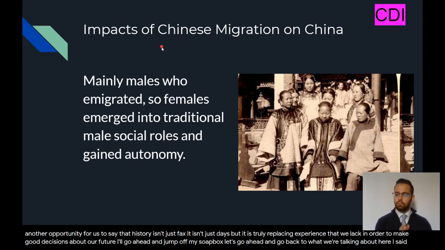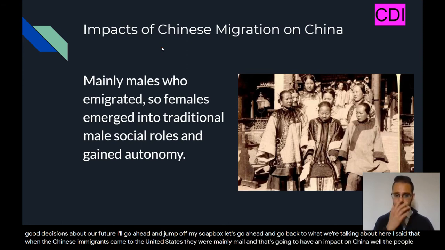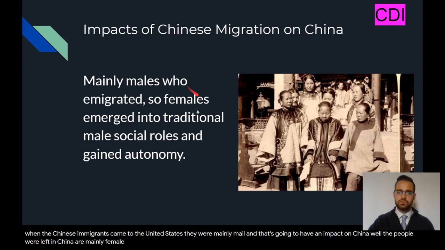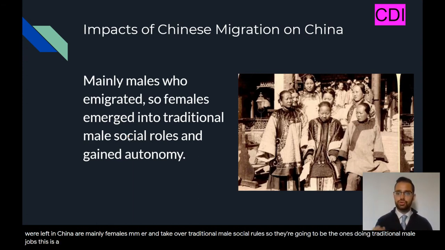I said that when the Chinese immigrants came to the United States, they were mainly male, and that's going to have an impact on China. Well, the people who are left in China are mainly females. So the females have to step up and emerge and take over traditional male social roles. So they're going to be the ones doing traditional male jobs. This is a huge change for China.